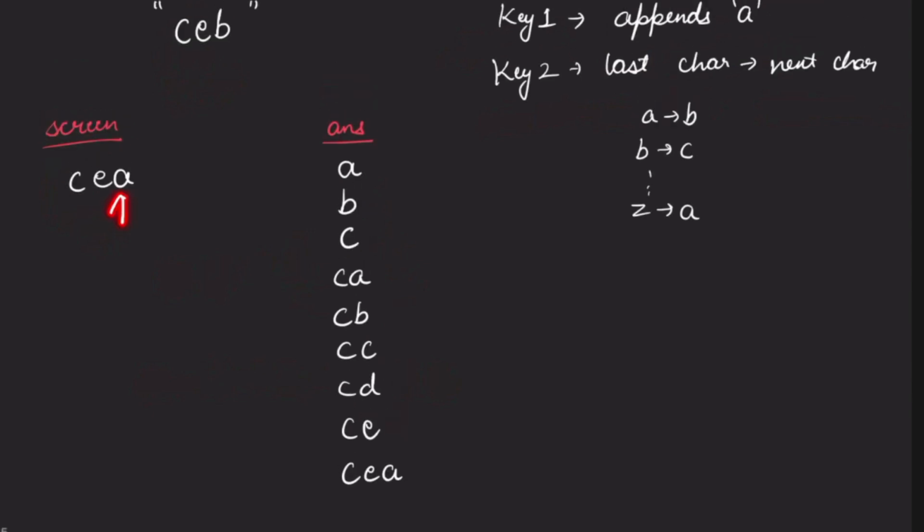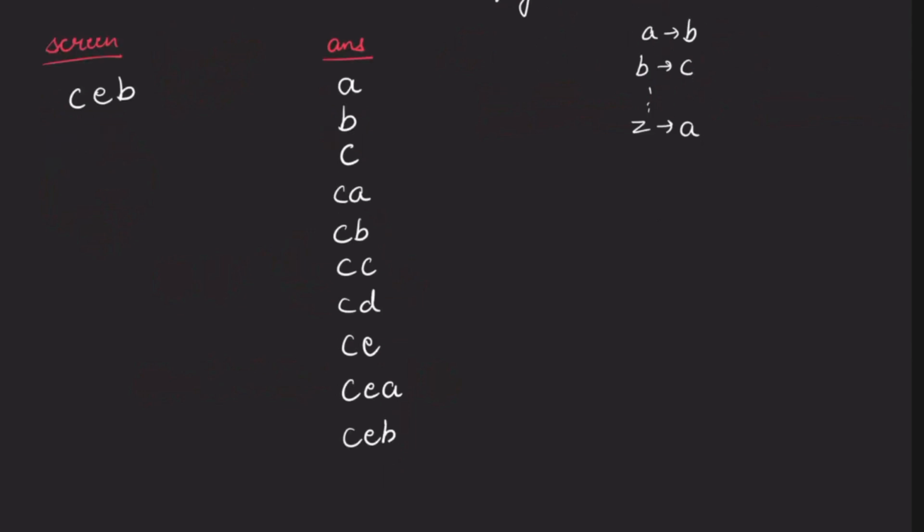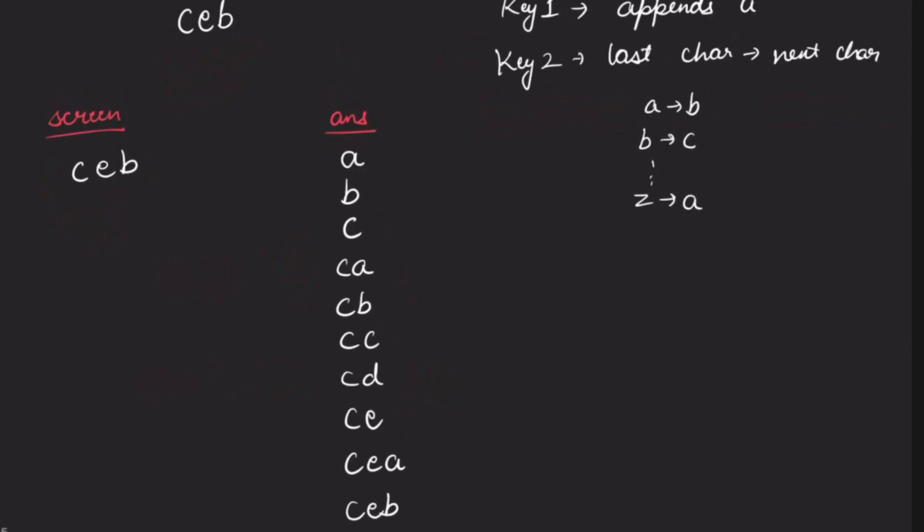Now this A has to be B, right? So you will change this A to B by pressing key 2. So the string will become CEB, and this we will also consider in our answer array. So these are all the strings that appeared on our screen, in the order in which they appeared. So this has to be returned as your answer, right? So this is entirely an implementation question.